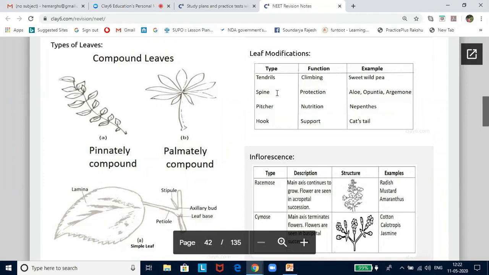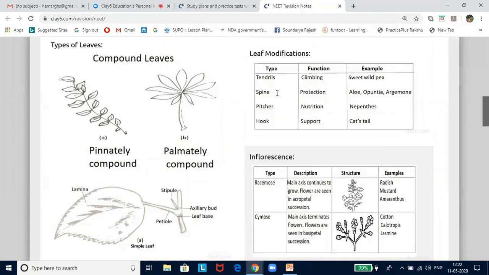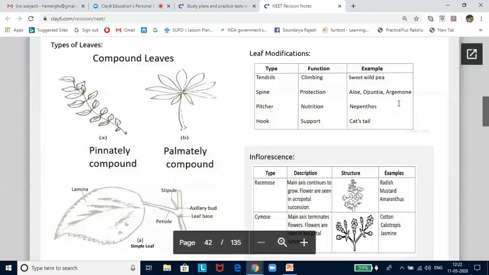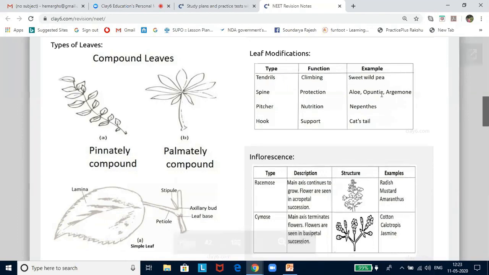Now it is a spine. Leaves get modified into spines for the purpose of protection. You find that in Aloe, Opuntia, and Argemone. If you look at Argemone, you will find the spines coming out all over the leaf, from the center of the leaves. It will be very difficult for predators, and this is one of the adaptations for the plant to keep away from them.